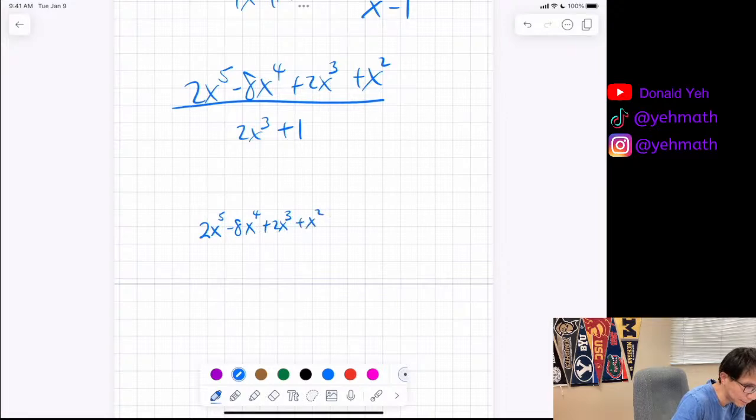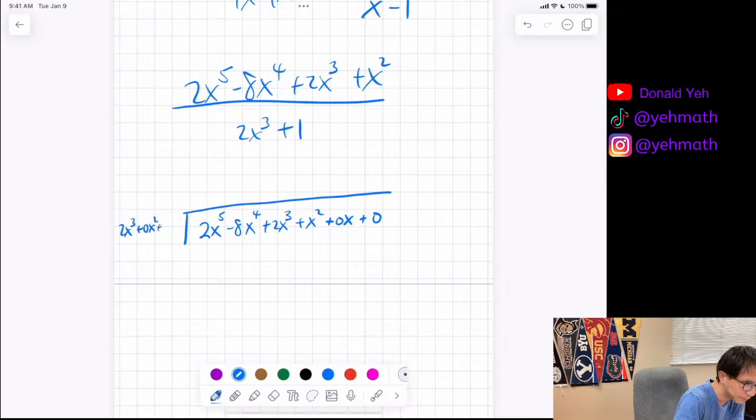So far there's no skipping term, but there was a skipping term after that. Did you see this is plus 0x and plus 0 here? There were two placeholders in the back. Usually students need to see that. And this is 2x cubed. Do they have a skipping term? Which one? 0x squared, good. Plus 1. So the total needed is 4 terms.